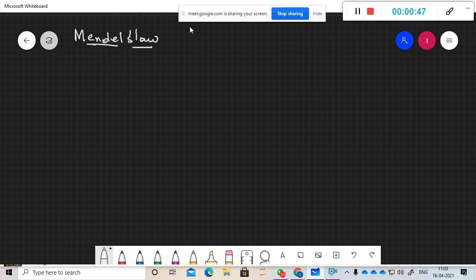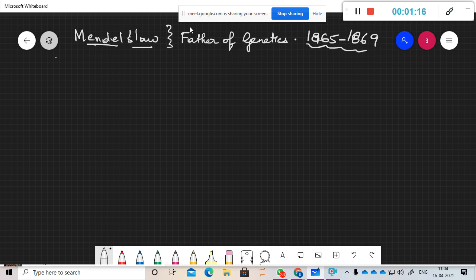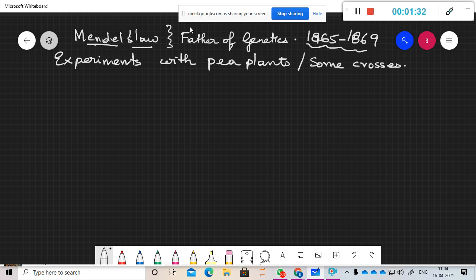So as you people may have briefly learnt about what Mendel's law is. So basically, Mendel is considered to be the father of genetics. In around the year 1865 to 1869, he did certain experiments with pea plants. He did some crosses, and he got some results, and the results were analyzed statistically.